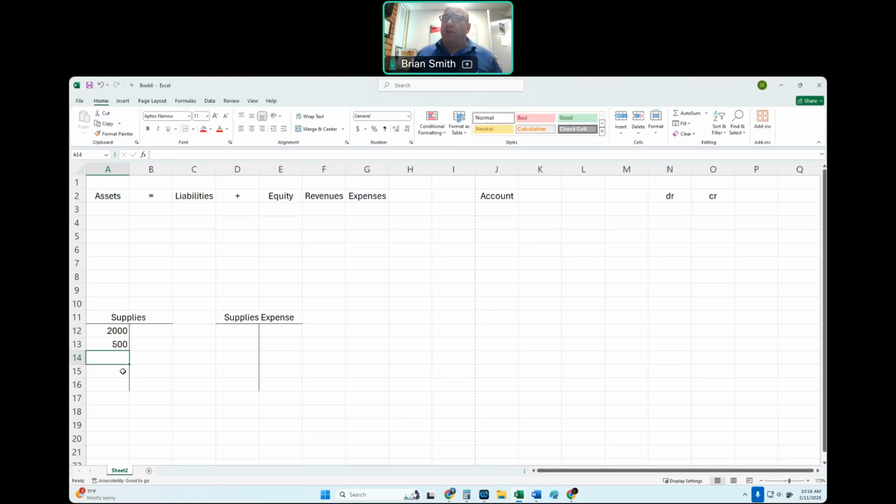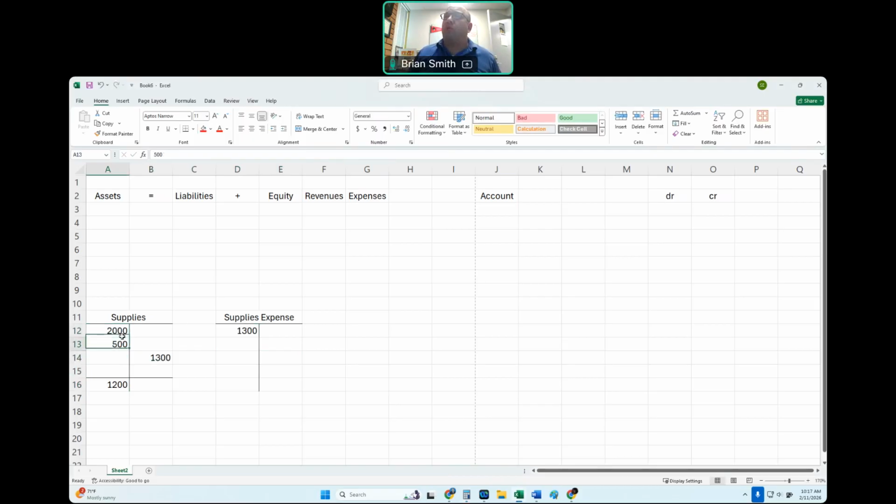At the end of the accounting period, and I'm going to put a little line under here to signify that this is the balance, let's say we have $1,200 left. This is what we know because we sent someone around to count it up. Well, the adjusting entry then, we've got to take 2,500 minus 1,200. So we know that 1,300 was used, and we need to make this journal entry for supplies expense.